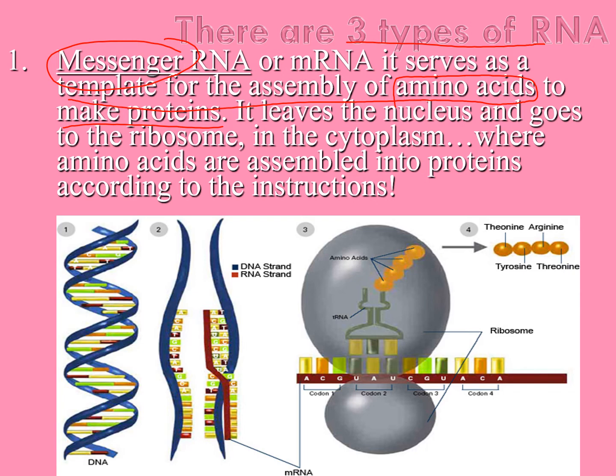This is what you have to know, that it leaves the nucleus and goes to the ribosomes, because RNA is ribonucleic acid, right? So that ribo. Then it goes to the cytoplasm, where the amino acids are assembled into proteins according to the instructions. I know it may not fully make a lot of sense, but think about it. Messenger.